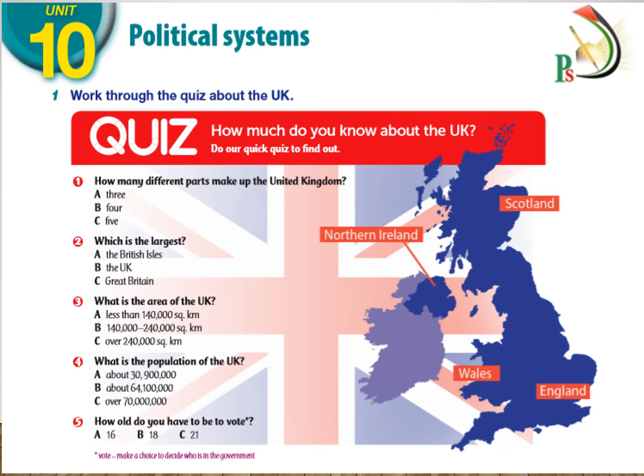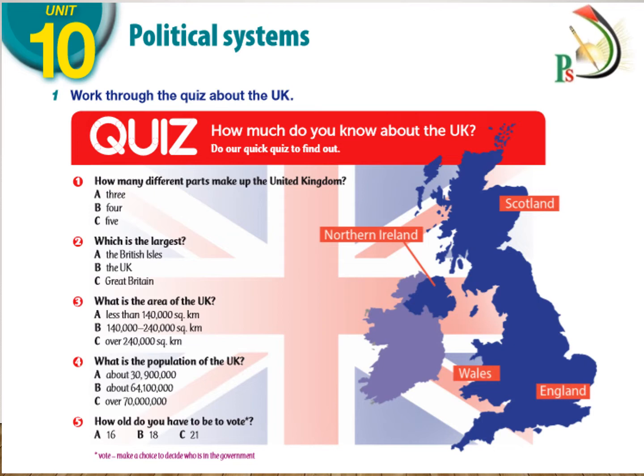Look at the picture, please. Here, on the right side, we have a map of the United Kingdom, and it contains four countries: Scotland, England, Wales, and Northern Ireland. On the left side, we have a quiz. I will read the quiz for you, and I will give you 2 minutes to circle the correct answer.